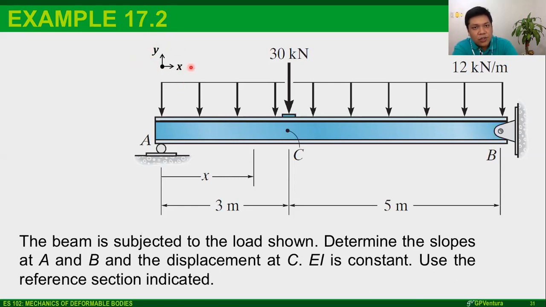Meaning, it's already set in the example that my origin, or my x equals 0, is at point A. So this is x equals 0, and the positive direction is to the right. So what does that mean? Let's try to solve this example first.